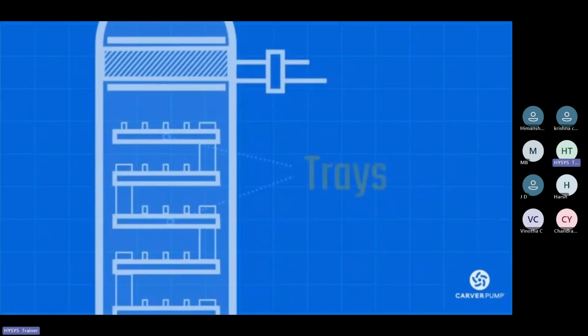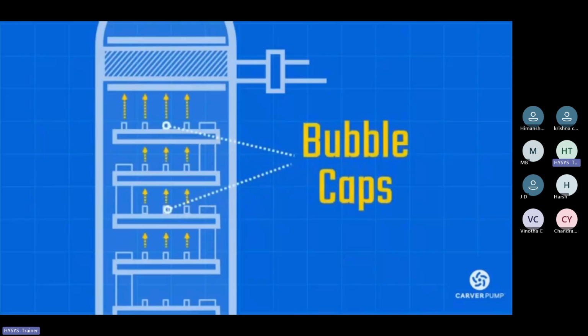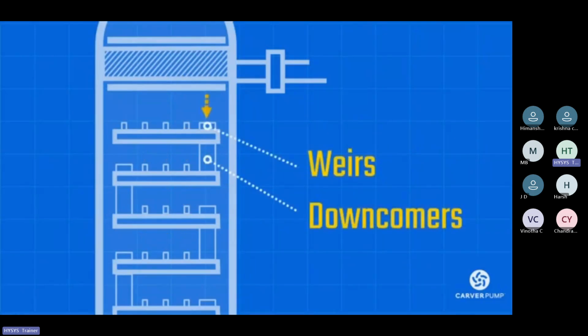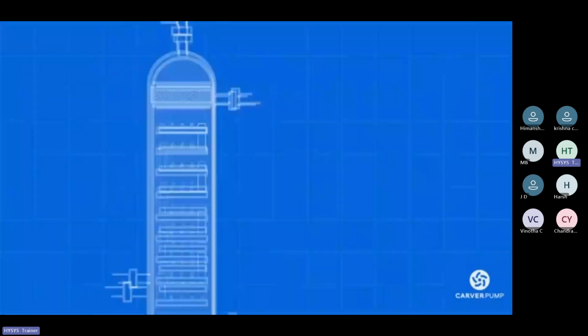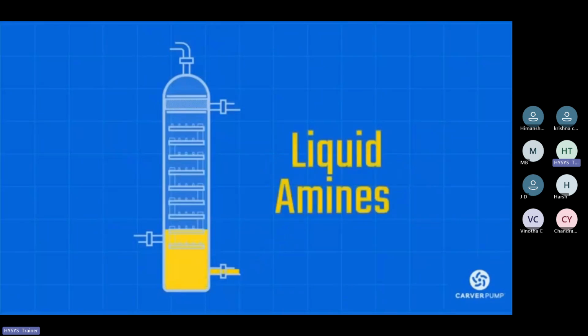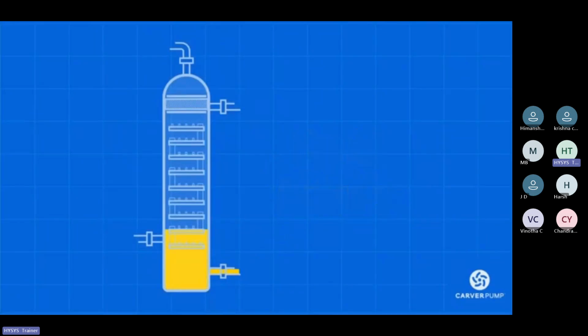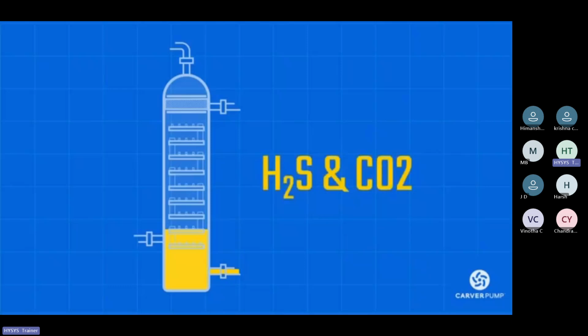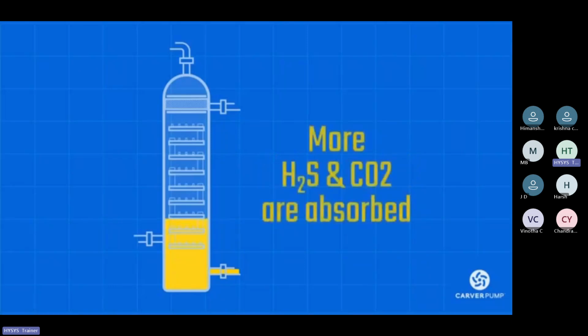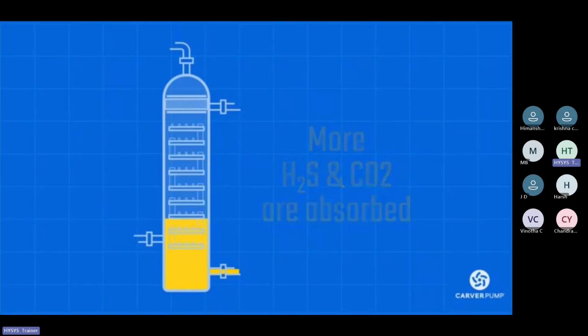These columns are often divided by trays. These trays contain bubble caps, which allow the gas to rise through them without the amine solution seeping through. The trays also contain weirs and downcomers that help control the downward flow of the liquid amines. Gas enters the column from the bottom. As it rises, it comes into contact with the liquid amines on the bottom tray. The amine then absorbs the H2S and CO2 from the gas before it rises into the next tray, where even more of these compounds are absorbed.